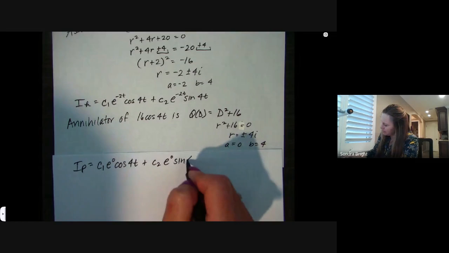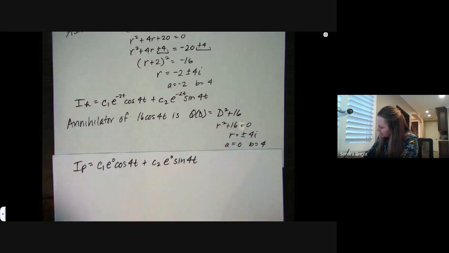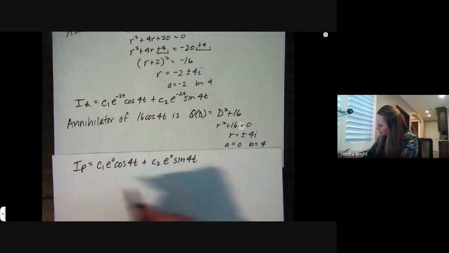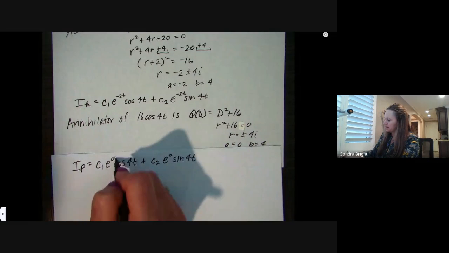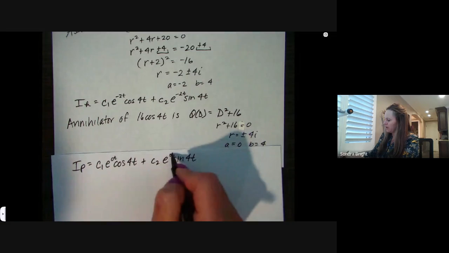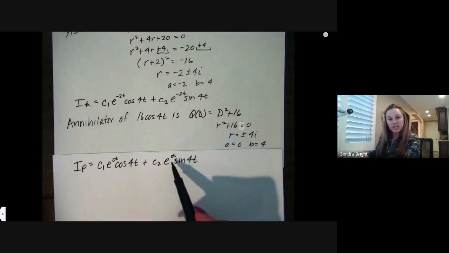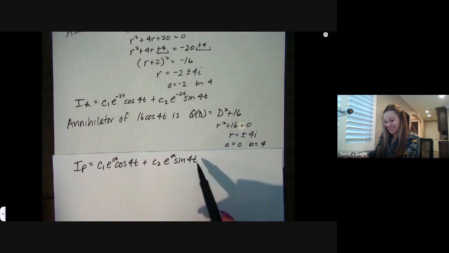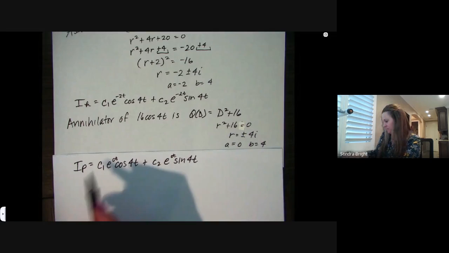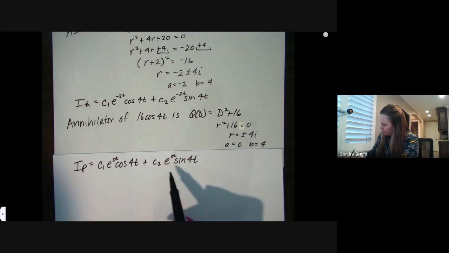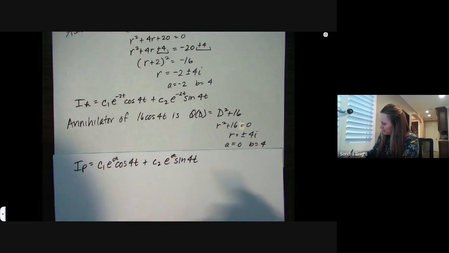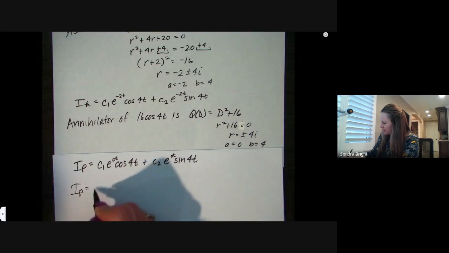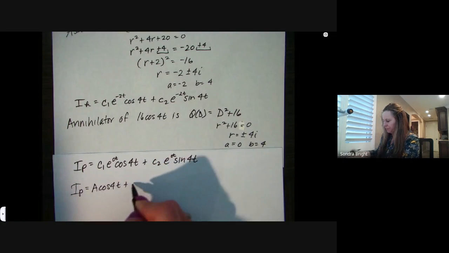Which just means, technically it was a 0t, but you're plugging in a 0 for the a and then a 4 into the b. I'm going to change my C1 to A and my C2 to B. So I'm going to call it A times cosine of 4t plus B times sine of 4t.